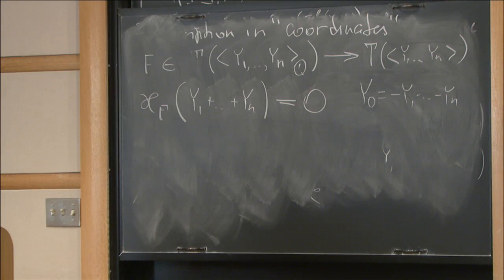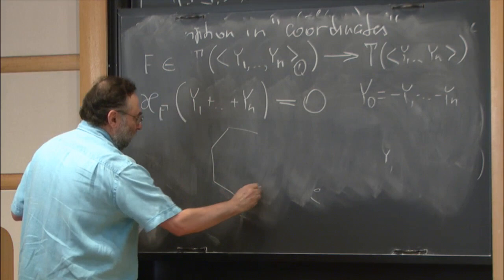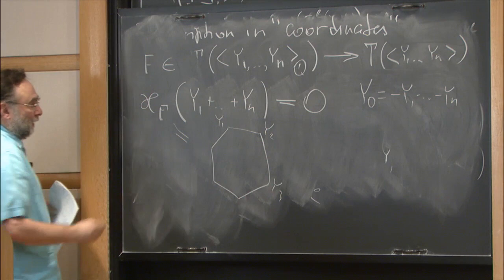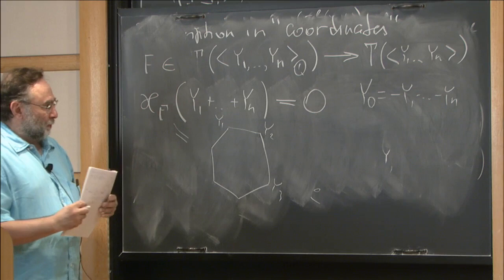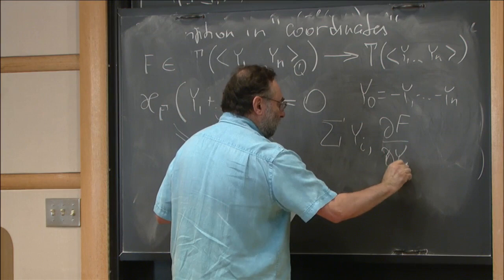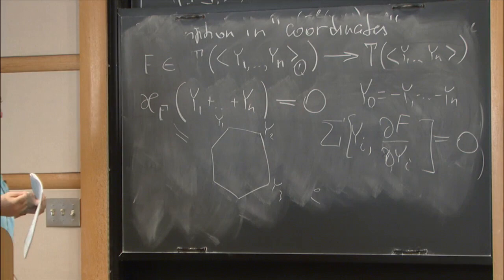So imagine that you have this polygon built from y's. Like you have here y1, y2, y3, and so on. So this polygon is your f. Now you're going to act by this polygon on y1, y2, y3, and so on, and then see what happens. You need to prove the following identity, that the sum of yi df over dyi equals 0. And this is clear for the following reason.